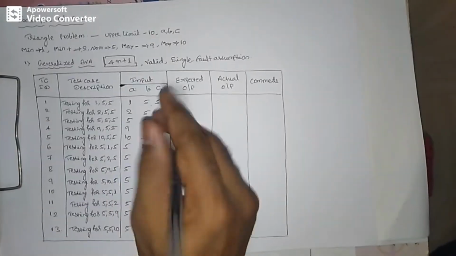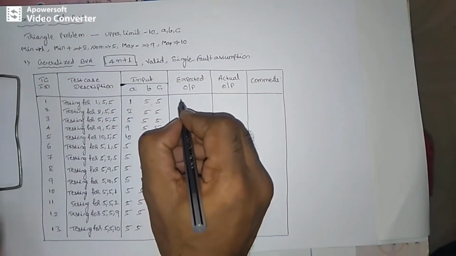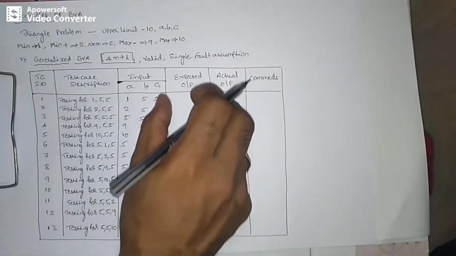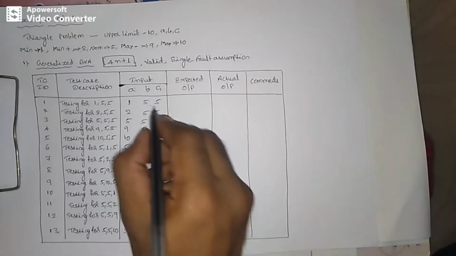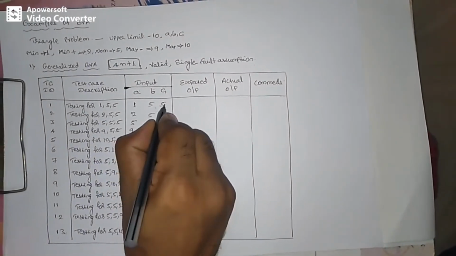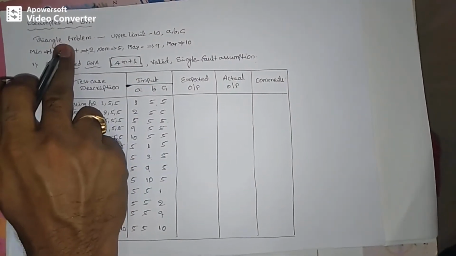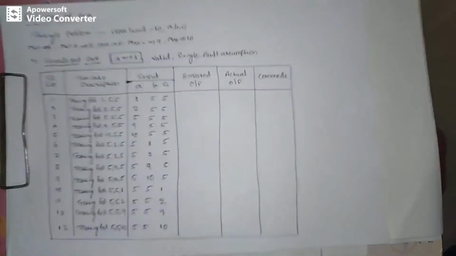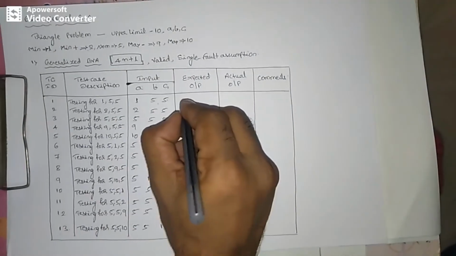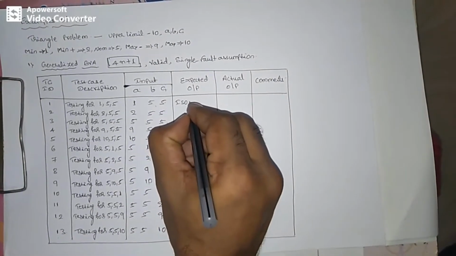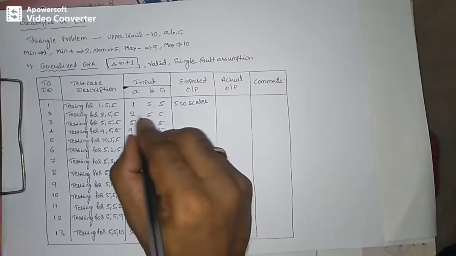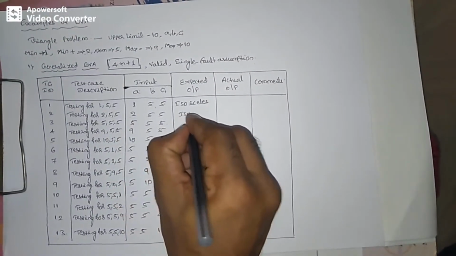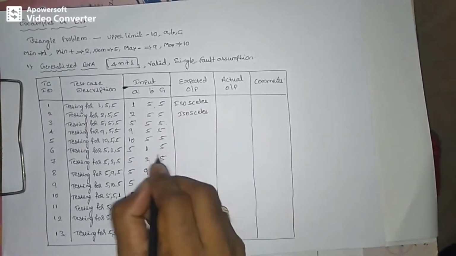Then, based on your input, the tester will be expecting the output result. That expected output result, we have to list it out in the next column. So if I specify 1, 5, 5 for a given program, that is the triangle problem, what will be my expected output result? That I need to specify over here. My expected output result will be an isosceles triangle.